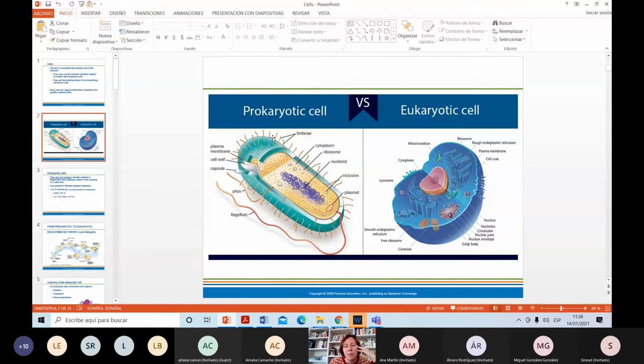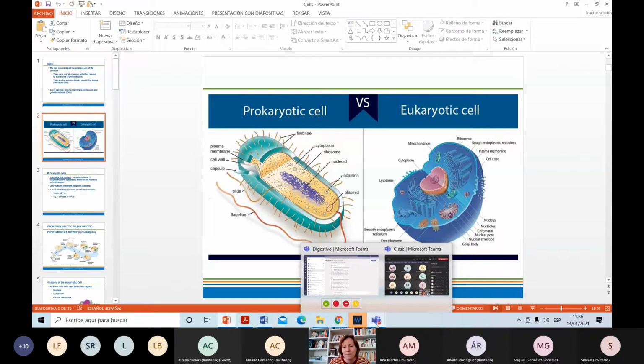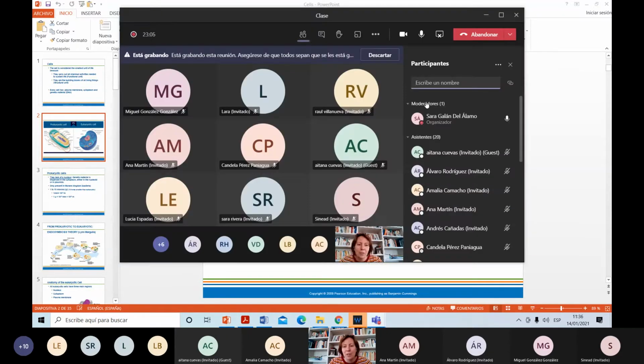What's the only type of organism with prokaryotic cells? Starting with B, Aitana, for you, the only type. I don't know, teacher. You don't know? Anyone that wants to help here? Maybe writing on the chat or just opening the microphone. Miguel, what's the only type? Bacteria. Perfect. Bacteria is the only type of organism. They belong to the Monera kingdom.